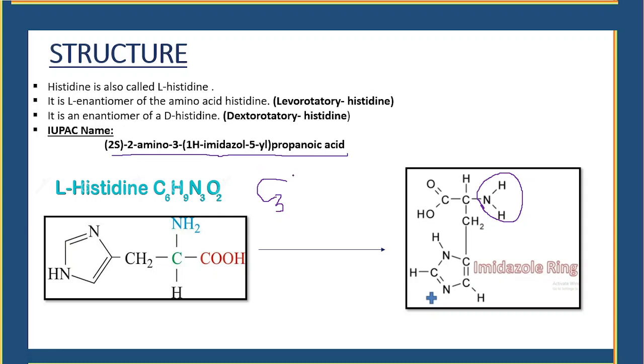So let's name it according to its IUPAC name. According to reactivity order, the carboxylic group is more reactive than the amino group, so it is positioned first, then the amino group, and then the alkyl group. This whole structure is the alkyl group, which is called the imidazole ring. So 1 carboxyl group, 2 amino. The substituent amino group is at position number 2, so it is assigned position number 2. The alkyl group is at number 3, so it is assigned position number 3, and it is propanoic acid, the 3-carbon acid.